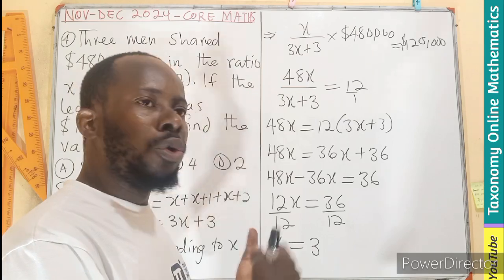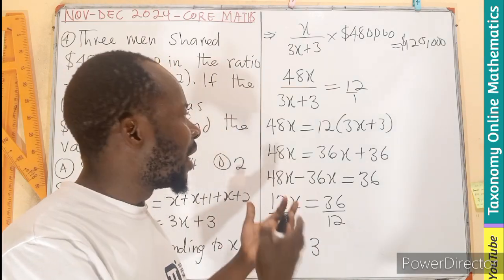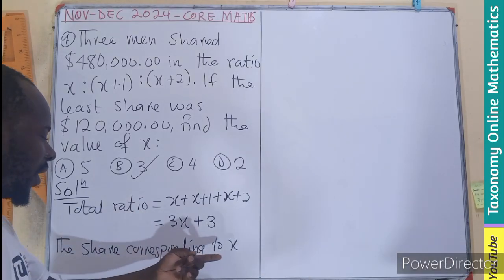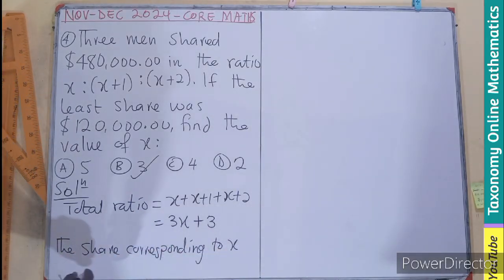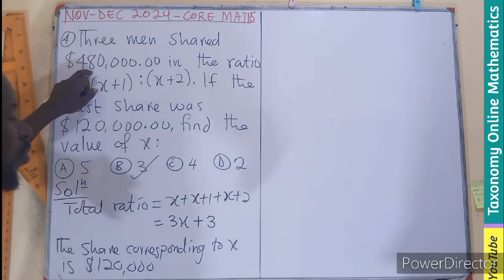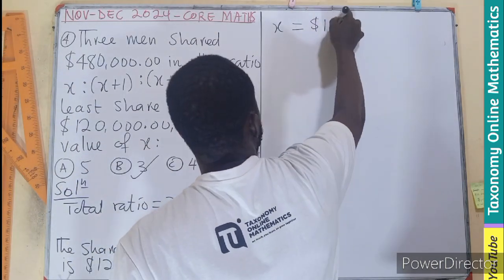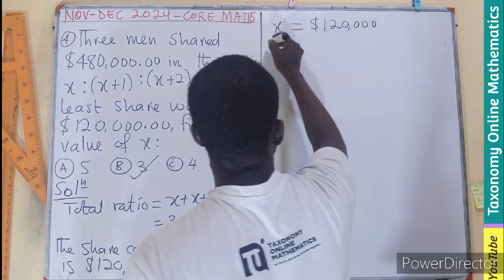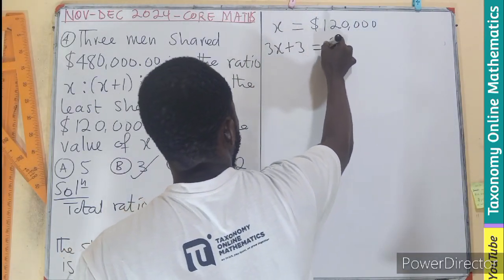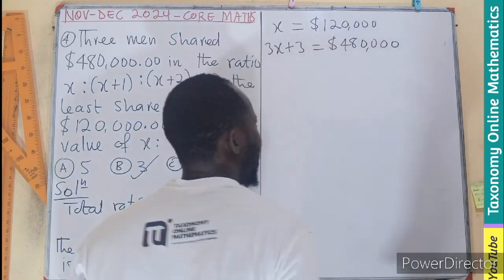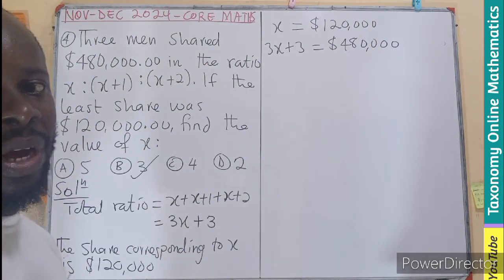We can also use a proportion to solve that. Let's see how. We still have the total, and we have the corresponding share. The share corresponding to x is $120,000, whilst the share corresponding to 3x plus 3 is $480,000.